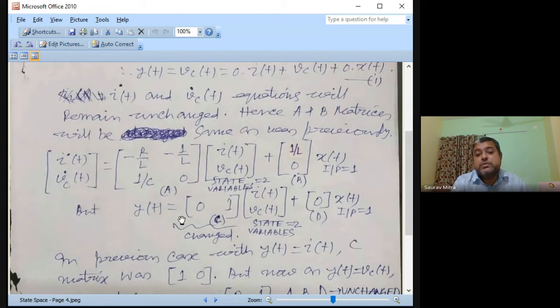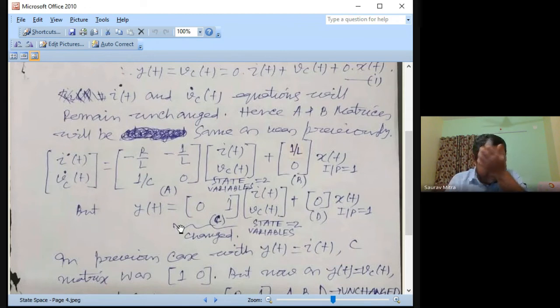But Y matrix you see here. In this case y(t) is equal to Vc(t). So if you multiply this, 0 into i(t) plus 1 into Vc(t). That means y(t) is equal to Vc(t) plus 0 into x(t). So actually we are writing y(t) as Vc(t) is equal to 0 i(t) plus 1 Vc(t) plus 0 x(t). So this y(t) equation can be written in this output equation form. The top equation is called the system equation and the bottom equation is called the output equation.